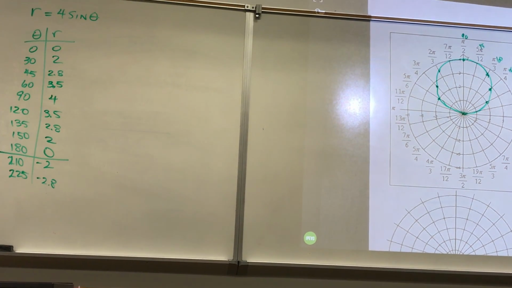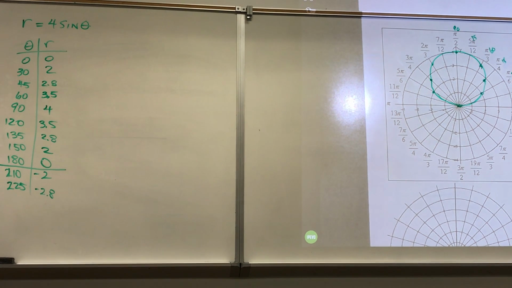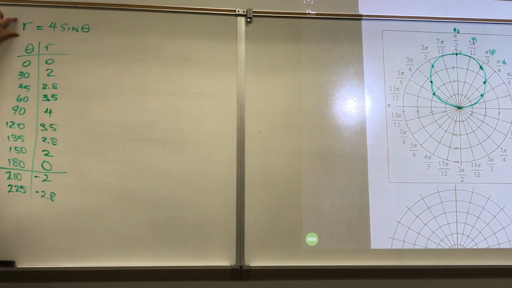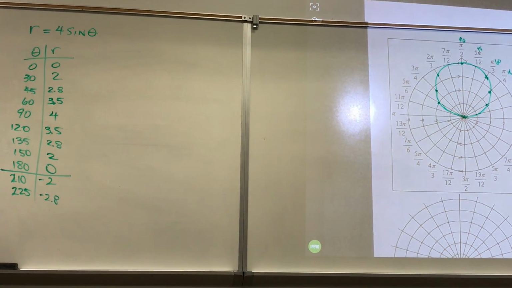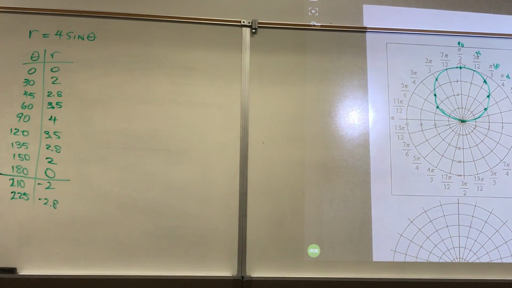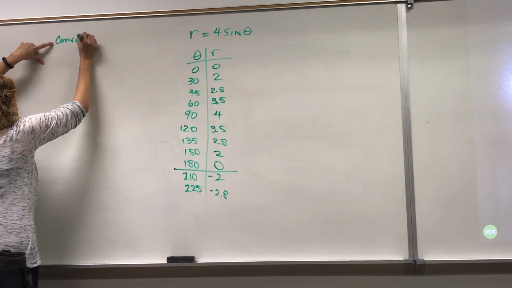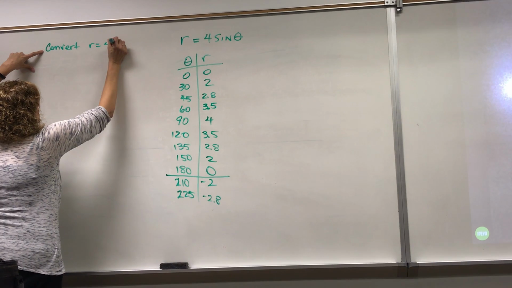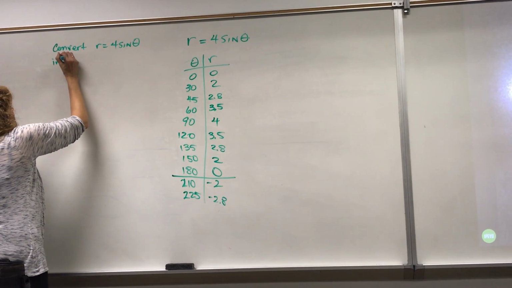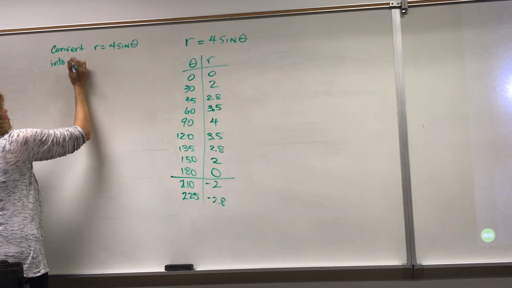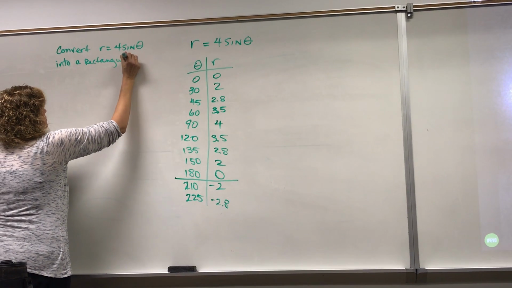All right. In addition to graphing, another thing we are going to do is convert our polar equation into rectangular format, just like we took polar points and converted them into rectangular format. So, convert r equals 4 sine theta into a rectangular equation.